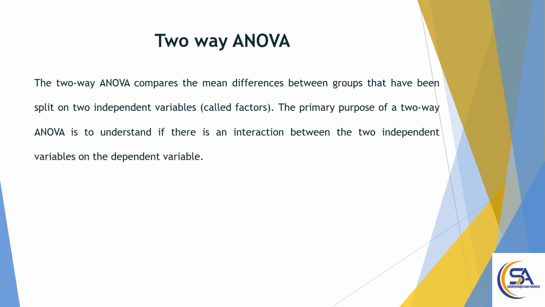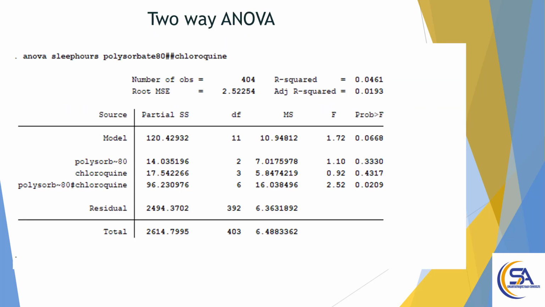So in this case now, we have more than one independent variable. We have two independent variables. So what that means, for instance, is you're having 2 treatments, not 1 treatment. You are giving 2 treatments to a particular dependent variable. And this is a sample result of two-way ANOVA.